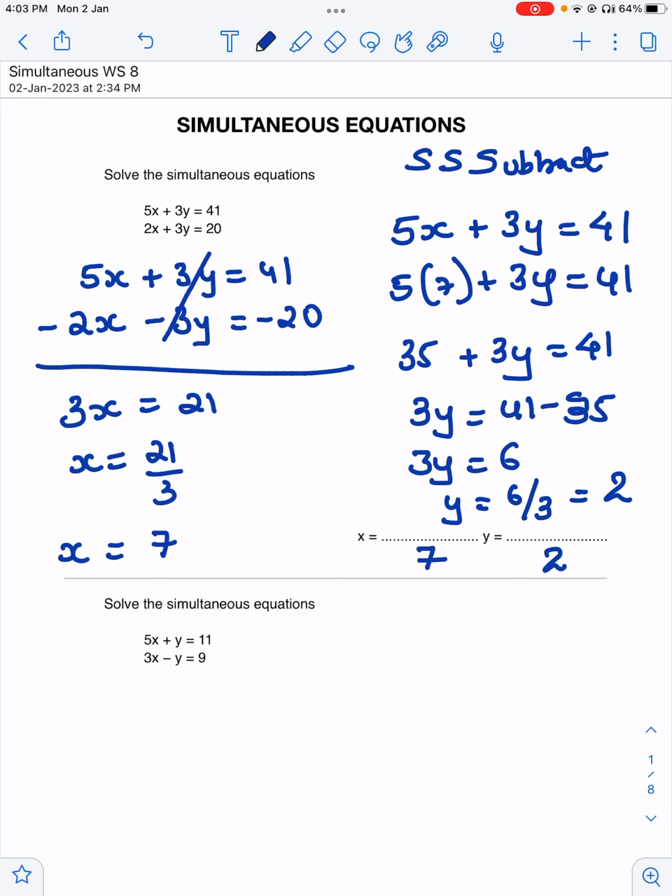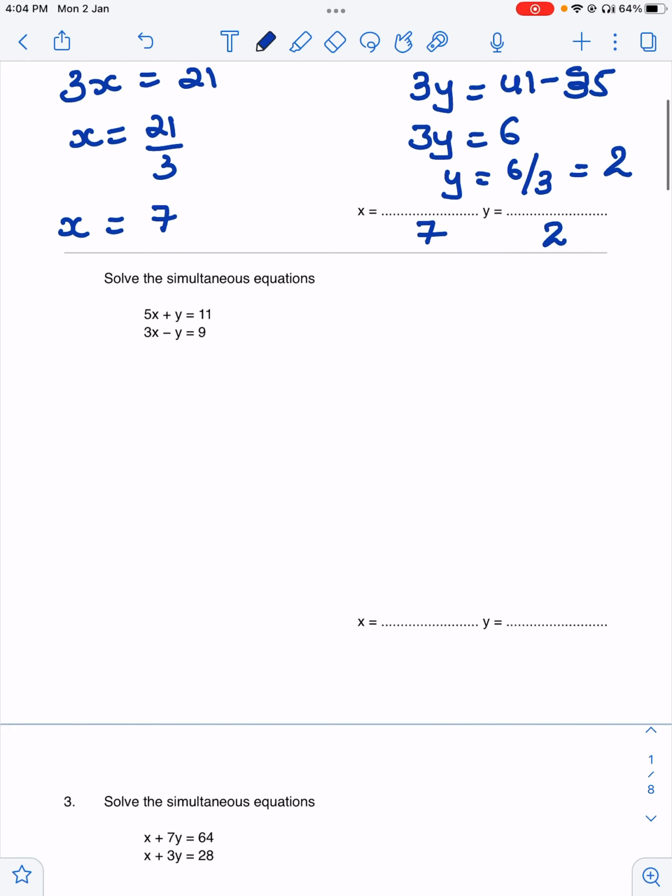Let's quickly check the answer by substituting it in the first equation. 5 times 7 plus 3 times 2. Let's see what it gives. 5 7s are 35. 35 plus 6 gives me 41, which is equal to the right hand side. That means my answer is correct. So whenever you need to confirm your answer, substitute the values of x and y in any one of the equations. If the LHS is equal to RHS, that means my answer is correct.